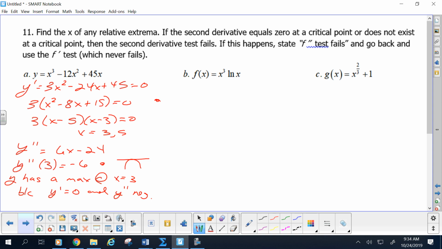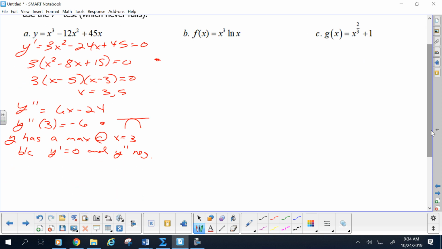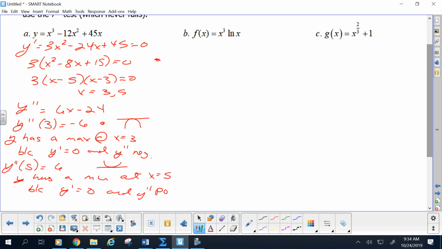What about at 5? If I sign test at 5, I get 6. And so Y has a, if it's concave up with flat, then Y has a min at x equals 5 because, why do we even have to say Y prime is 0? Isn't it enough to just say Y double prime is positive? No, that is garbage calculation. Why not? Why do I need Y prime 0?